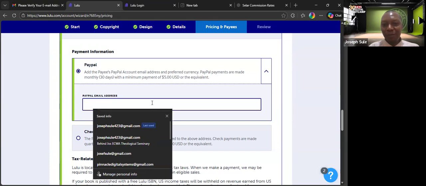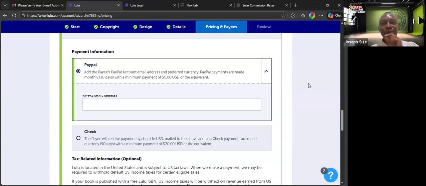Now, when you drop the email here, you will go back to your local account and open up a domiciliary account. That's a dollar account. And then you link it with your PayPal. When you open the domiciliary account, of course, they will give you the account name and the account number. So that account number is what you go and submit to PayPal. And then you link PayPal to your Lulu. And then you have your flow of payment gateway.